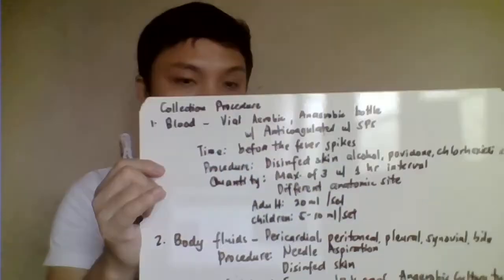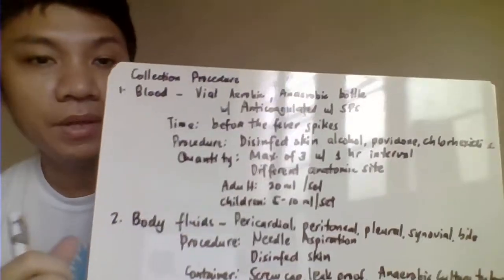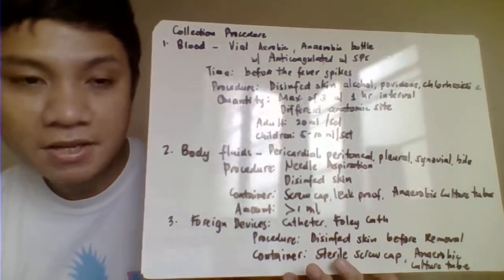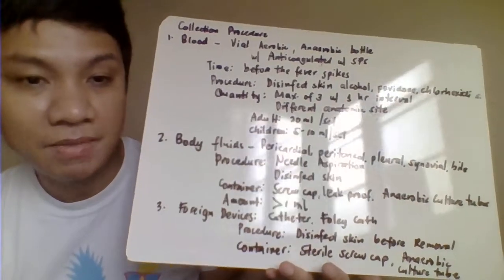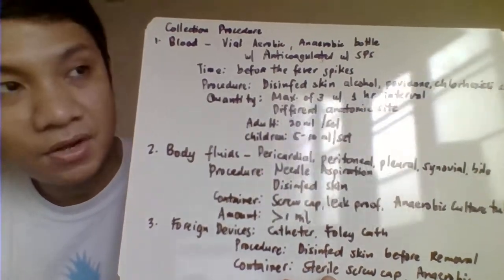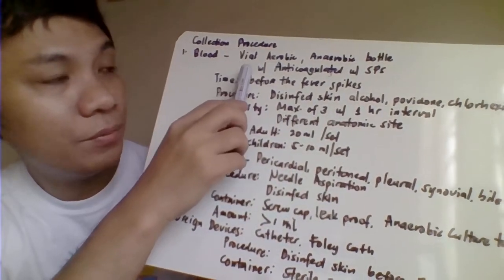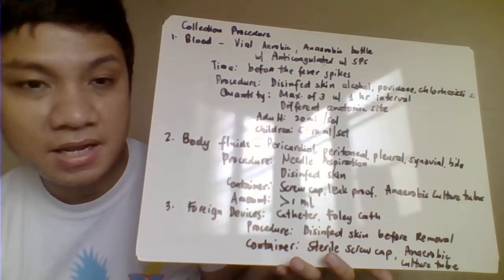Okay, we have here the different collection procedures. We start here with your blood collection. So when you're collecting your blood, you're collecting it in the vein of the patient. So we put your blood here in a container.